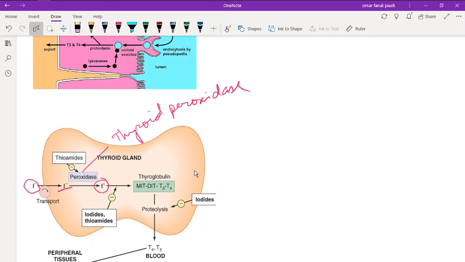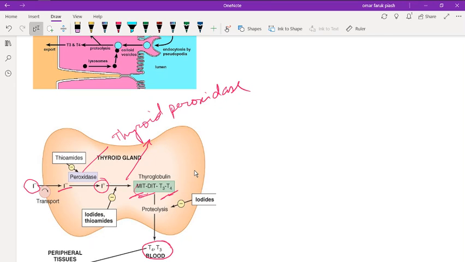And this oxidized iodine hooks up with, or binds with, monoiodothyronine and diiodothyronine and becomes T3 and T4. And again in this step there is the same enzyme, thyroid peroxidase. And finally coupling happens, and coupling means monoiodothyronine and diiodothyronine become T3 and T4, and this is called coupling.